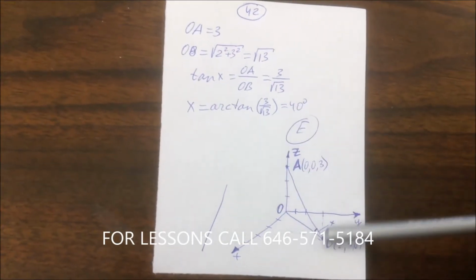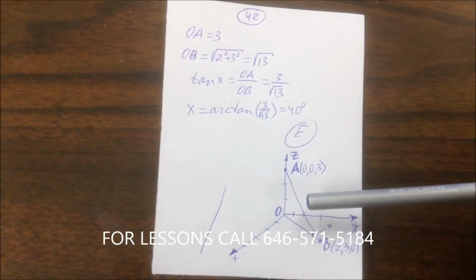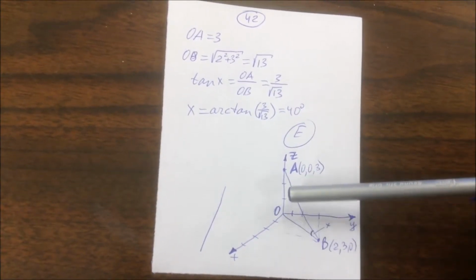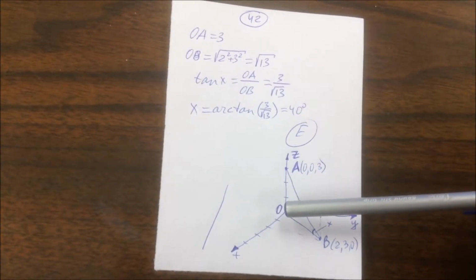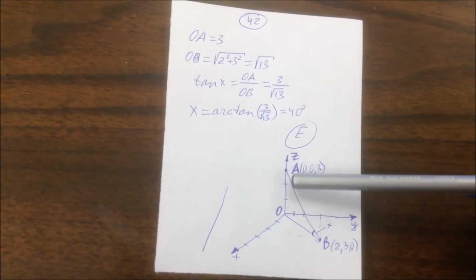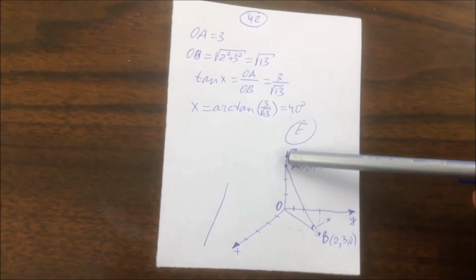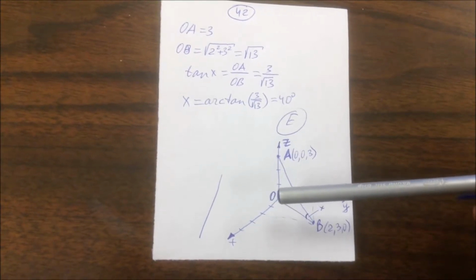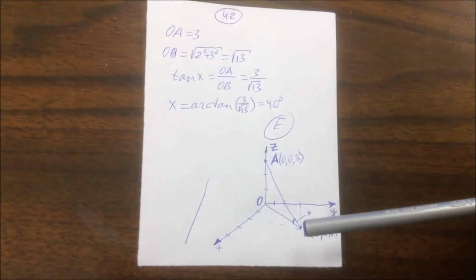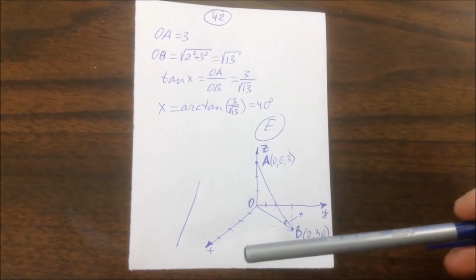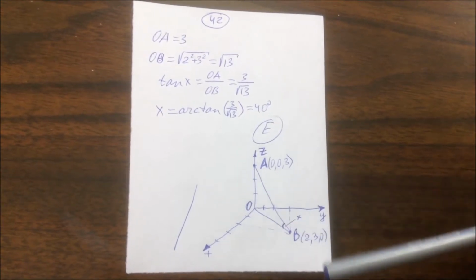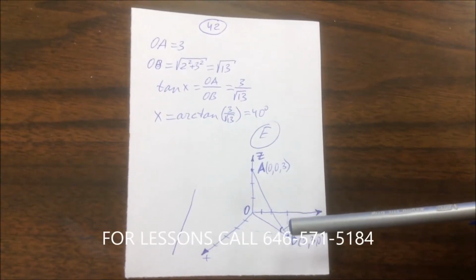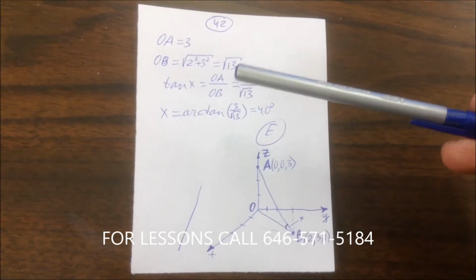So I redraw it and rewrite, and to solve this task you can find the tangent of this angle, I call it x. To find this tangent you already have the value of OA, and this is 3 because it's located on the z axis, and you need only to find OB. For point B you have data on x and y, 2 and 3, and z is 0. It means you can use the Pythagorean theorem to find that OB equals the square root of 13.